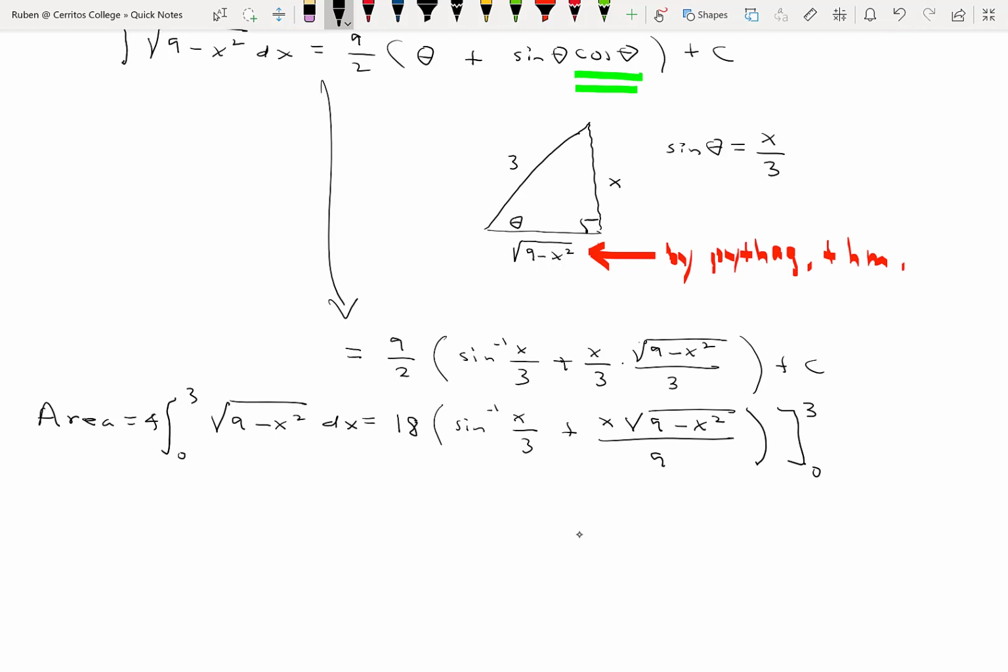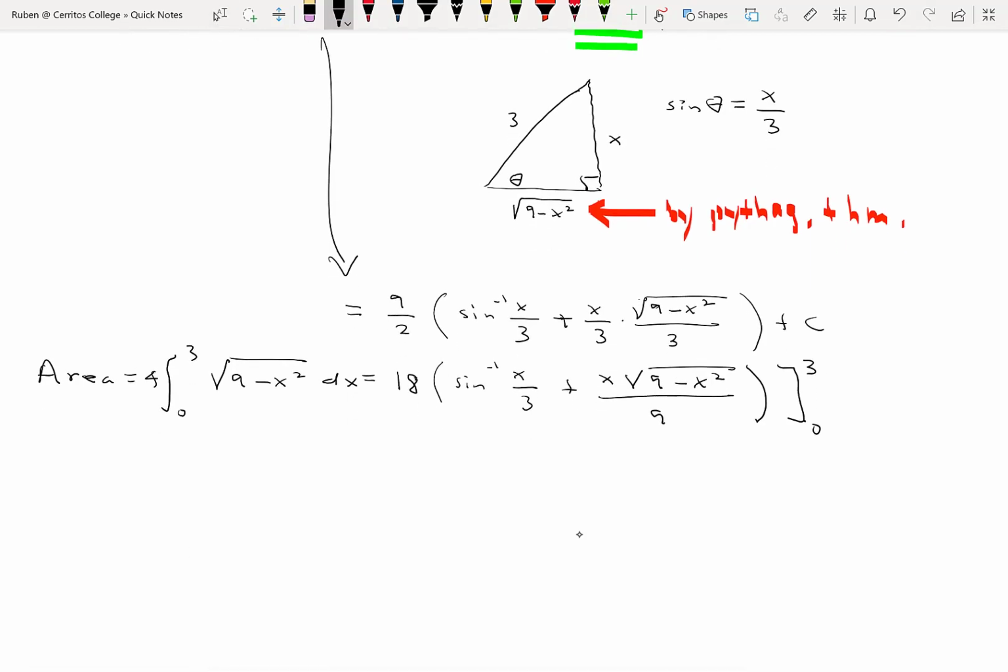Let's see here. Okay, so let's get this done. So this is the constant 18, and I'm going to substitute the upper limit of integration. So this is the inverse sine of 3 over 3, which is 1. If I substitute x equals 3 into the second term in this antiderivative, I get 0. Now, if I substitute the lower limit of integration, I have the inverse sine of 0, which is 0 in the first term. In the second term, I also have a factor of x just before the radical, so substituting 0, I get 0.